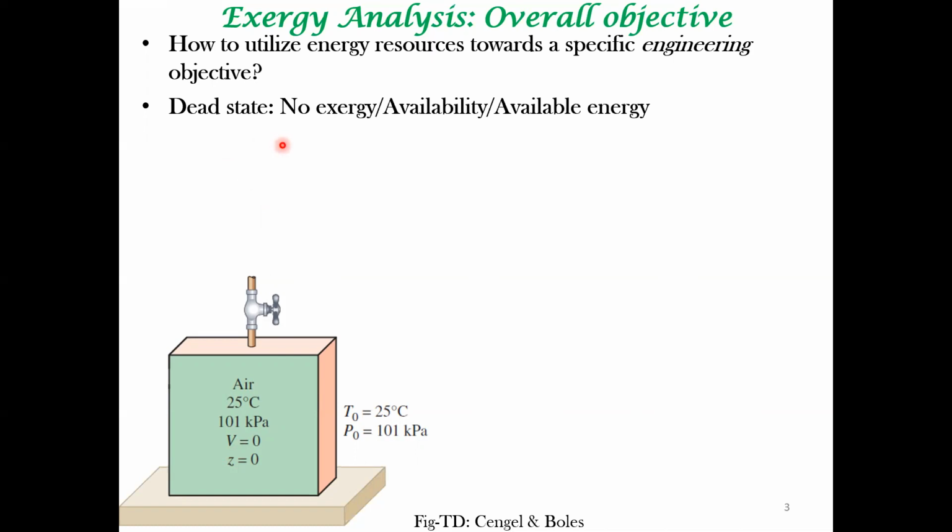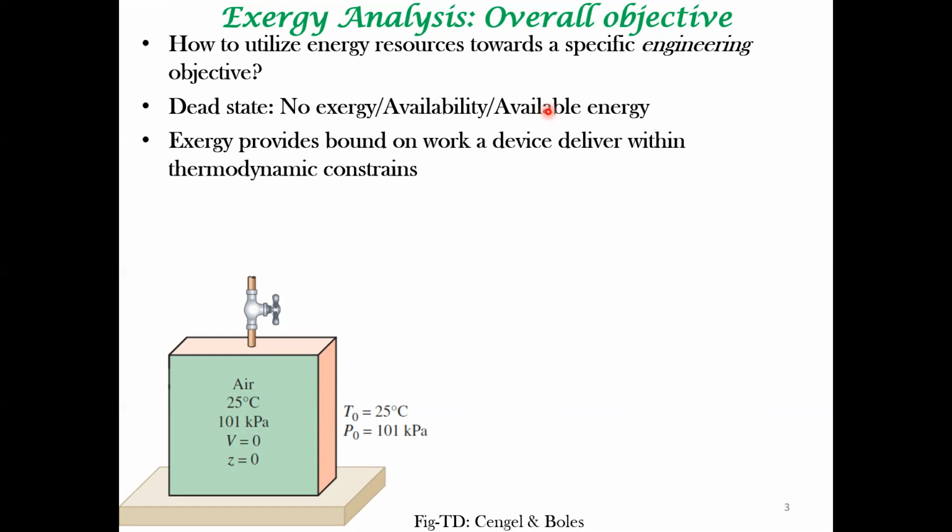This dead state, we refer to by saying that it has no exergy or no availability or no available energy. These are all equivalent terms that have been used in different parts of the world and in different textbooks. Overall, all these things refer to the work potential of a system: exergy, availability, available energy. There are also related terms called lost work and so on. All these things are connected with exergy. So all these refer to the work potential of a system. Exergy provides a bound on the work a device can deliver within thermodynamic constraints.